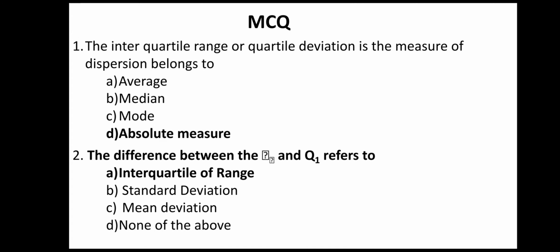MCQ. The interquartile range or quartile deviation is a measure of dispersion belonging to: average, median, mode, absolute measure. The answer is absolute measure. The difference between Q3 and Q1 refers to: interquartile range, standard deviation, mean deviation, none of the above. So the answer is interquartile range, the difference Q3 minus Q1.